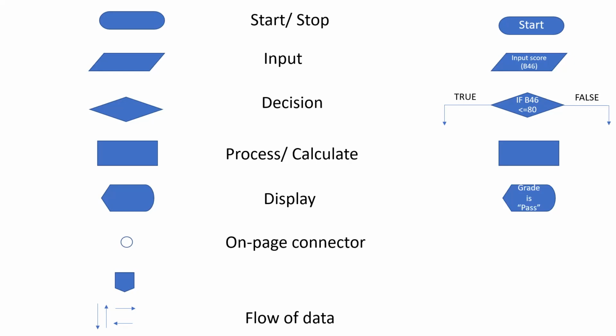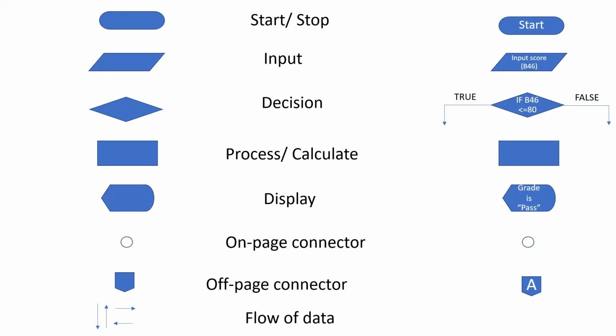If you have more than one page, I mean, if you cannot finish everything in the same page, we use the pentagon to represent the off-page connector. We just write an alphabet or a number inside a pentagon on one side, and use the same number in the pentagon on another page, something like that. And the last one, this is the flow of data. We use arrow.